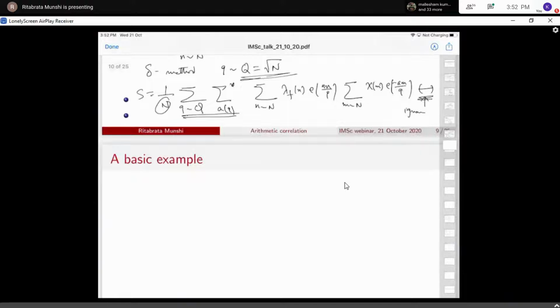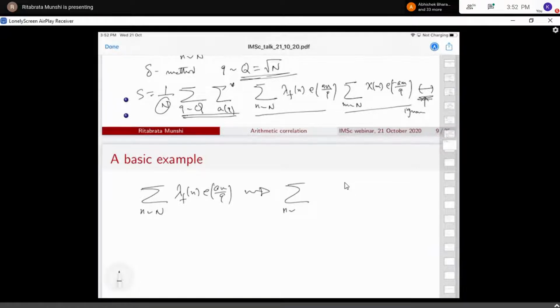And now, as I said, I'm going to use the summation formula. So there are two sums that we need to analyze. One is this, the other one is this one. So let's apply the summation formula to the first one. We have lambda_f(n) e(an/q), where n is of size N. So this is a perfect candidate for the Voronoi summation formula, and the Voronoi is going to transform it to something like this.